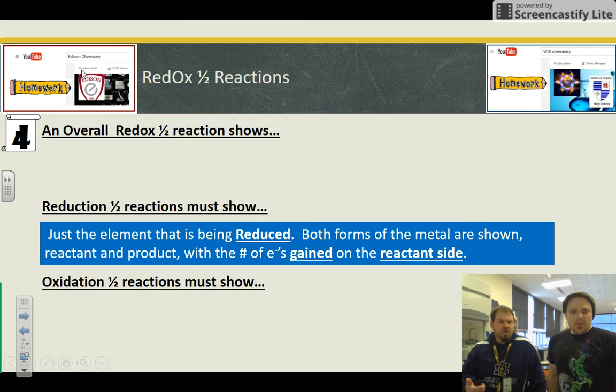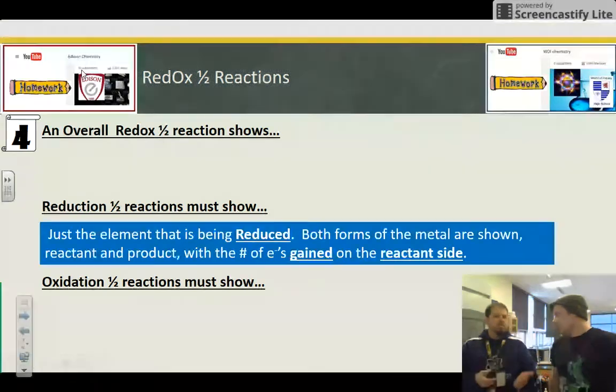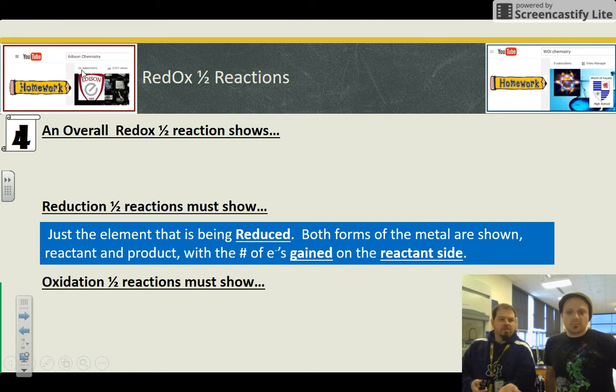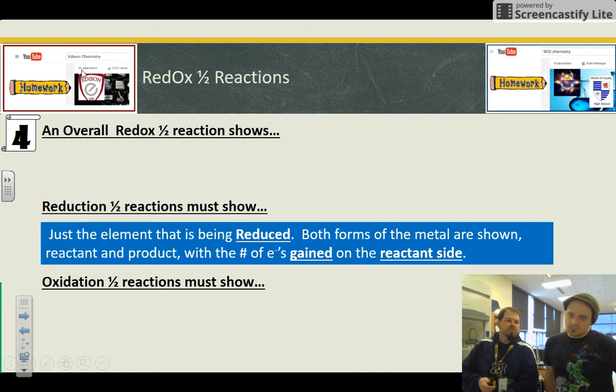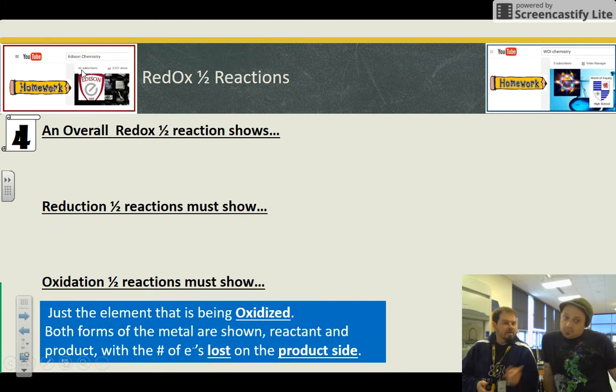Then the reduction shows just the element that's being reduced. Both forms of the metal are shown, one with a 0 and one as a cation, and metals only make cations, really. And then the number of electrons gained on the reactant side. So the reduction half reaction has electrons on the reactant side. Reduction, reactant. That might help.